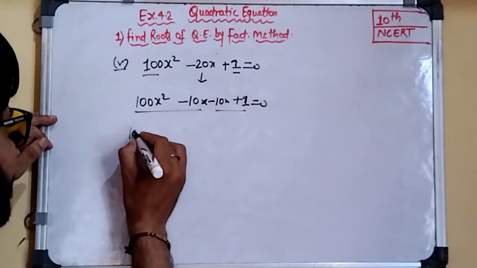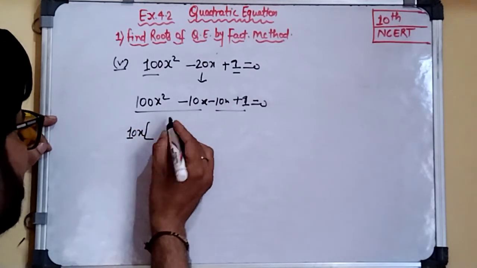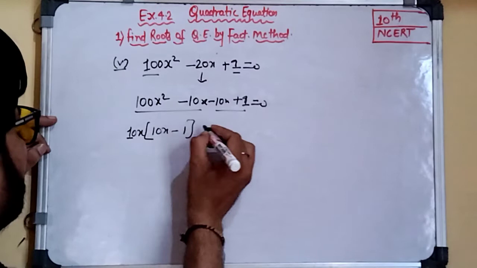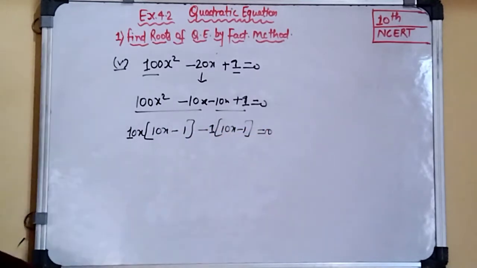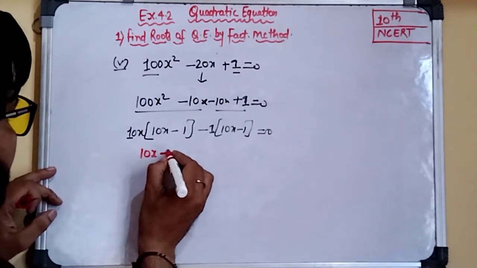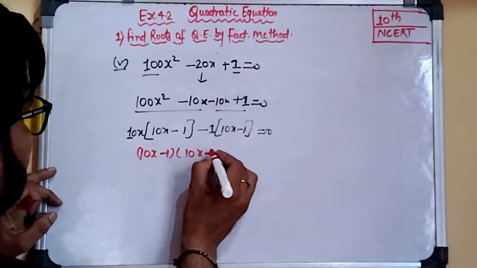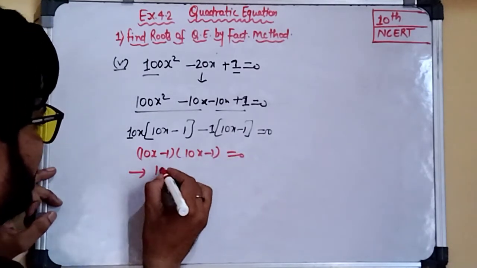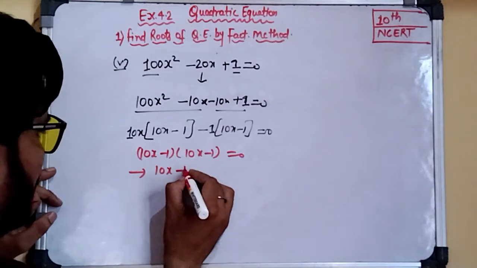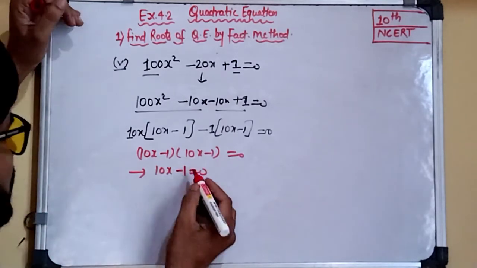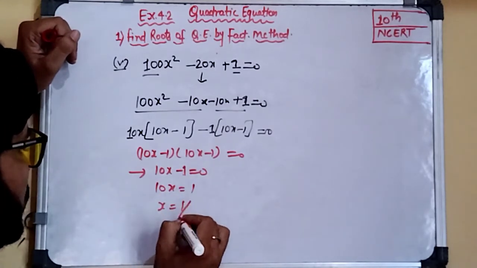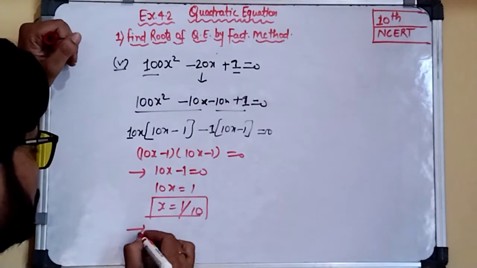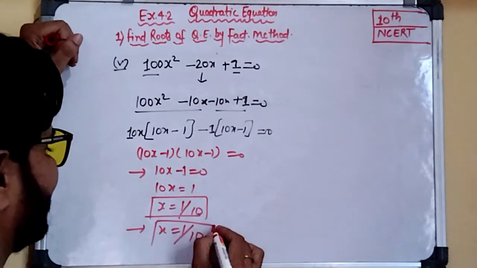From the first pair we take 10x common, then inside the bracket we get 10x minus 1. Again we take minus 1 common, inside the bracket we get 10x minus 1. Okay, 10x minus 1 in the first bracket, 10x minus 1 in the second bracket. Taking the first factor as 0, then 10x is equal to 1, x will be equal to 1 upon 10. From the other factor also we get 1 upon 10 because the factor is same.